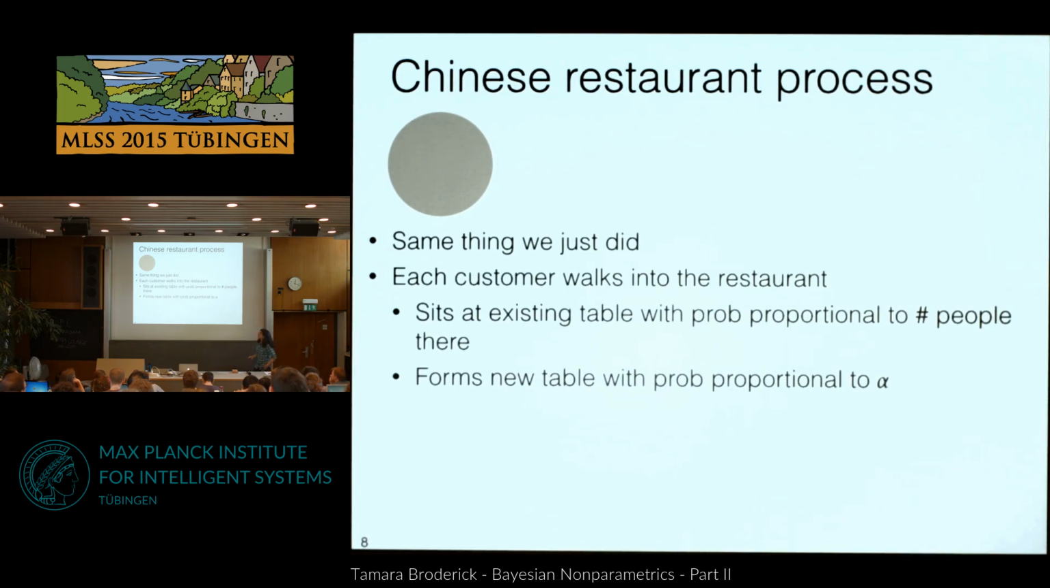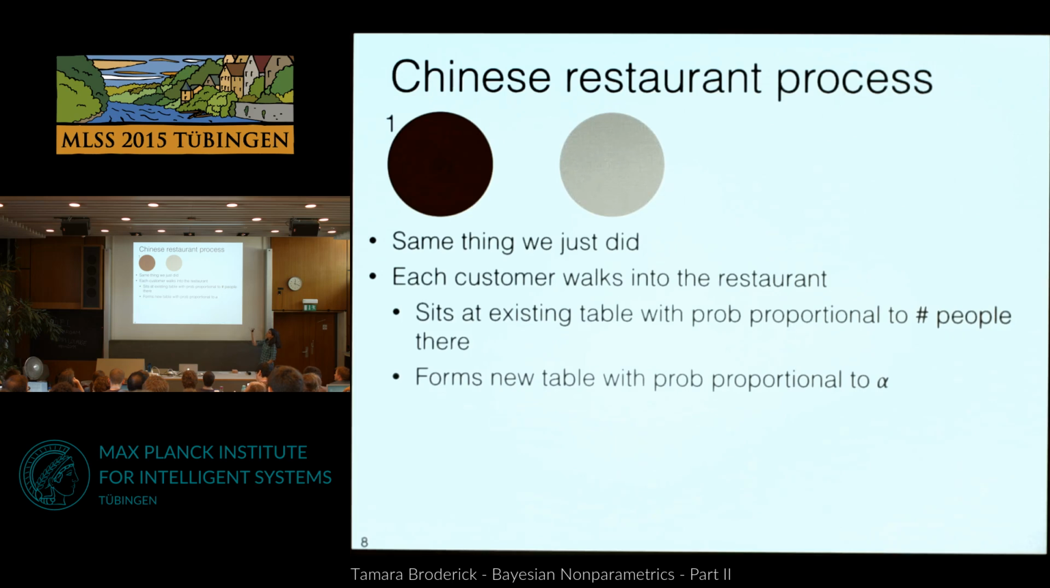Okay, so the first person walks into the restaurant. There's no table, so they form a new table. That's like the first black ball in the Hoppy urn. We have to get a new color. And now we also get some sort of dish at the table, which is usually some cluster-specific parameter. Everybody at the table will eat this delicious dish. And then the restaurant prepares a table in case new people come.